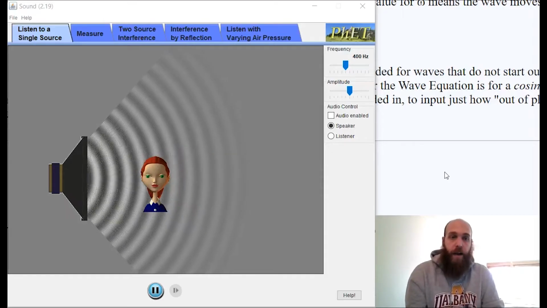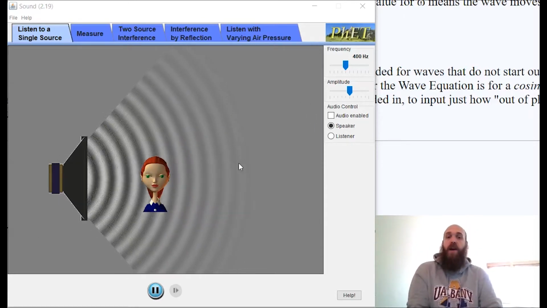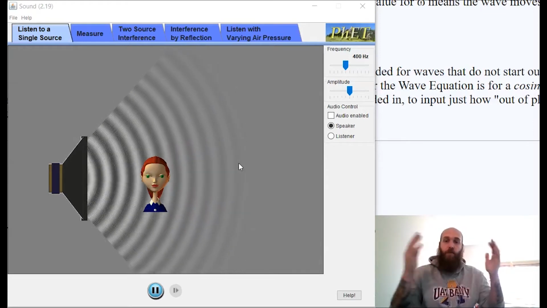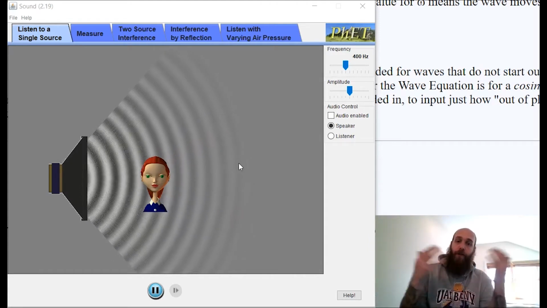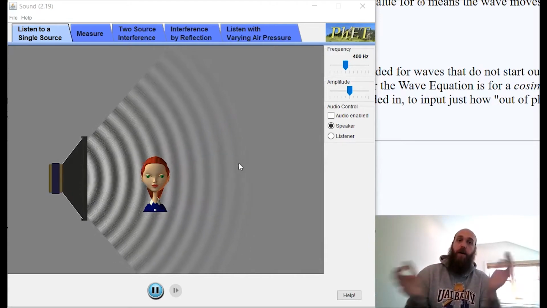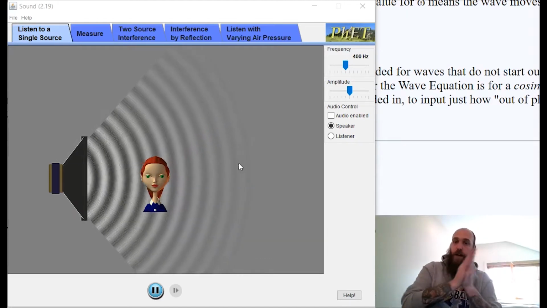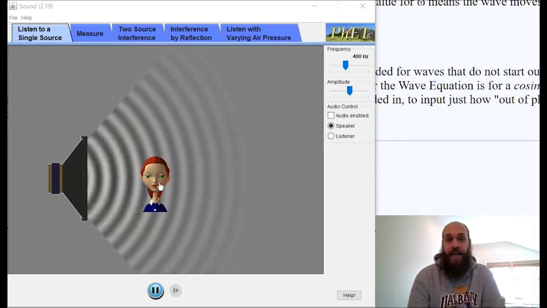In PhET, I've got this setup here where I've got a speaker, which is sending a sound wave out to this person's ear, and that sound wave is a longitudinal wave. It's made up of compressions and rarefactions. Compressions are where the molecules are close together, and rarefactions are where the molecules are spread apart, and they oscillate between the two. That oscillation between compression and rarefaction is what gives us our longitudinal wave. And it has a certain frequency because it is a wave.